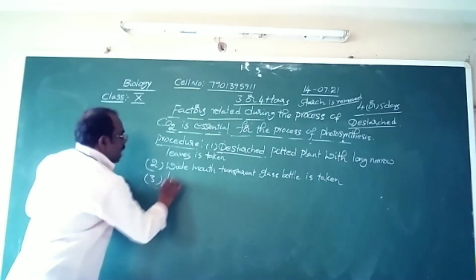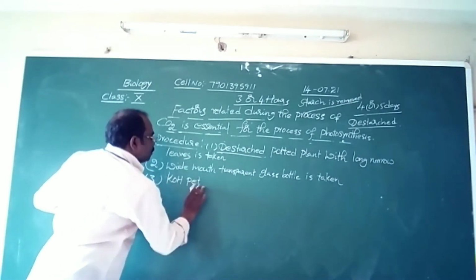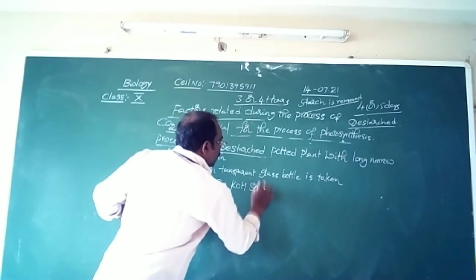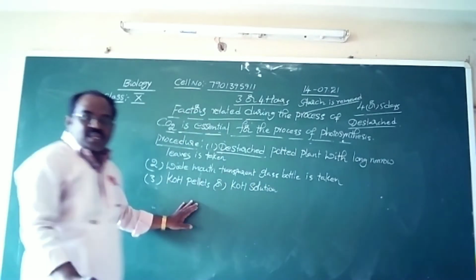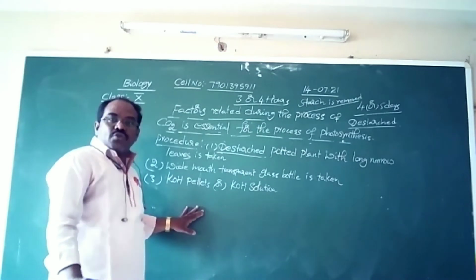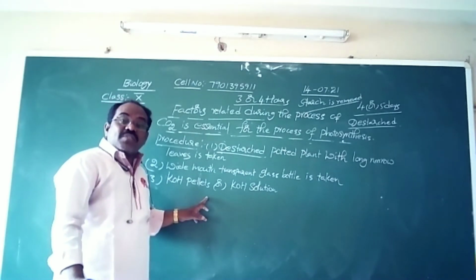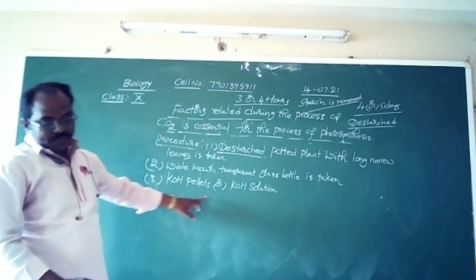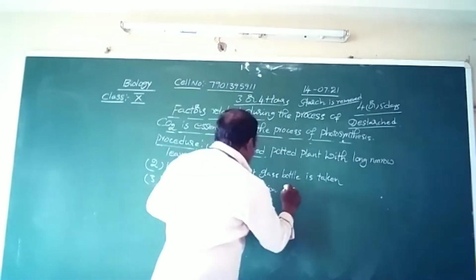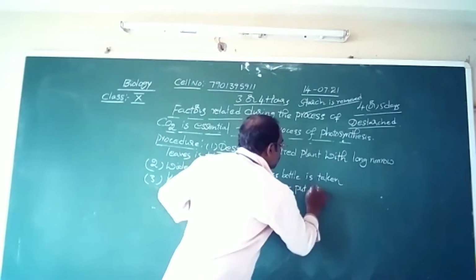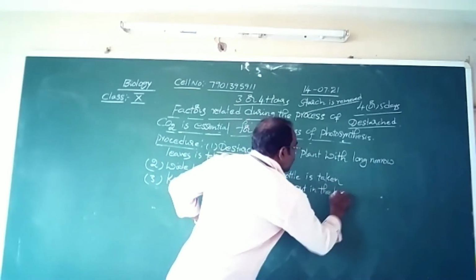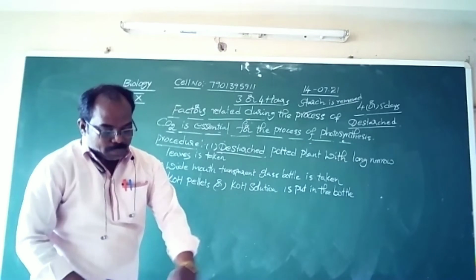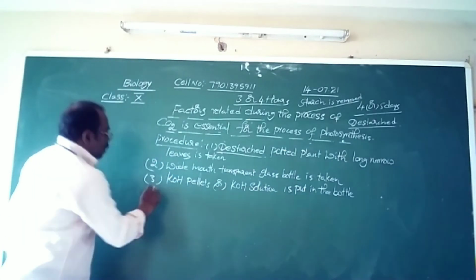Next, KOH pellets or KOH solution, potassium hydroxide solution. This solution helps absorb the carbon dioxide present inside the bottle. KOH pellets or KOH solution is put in the bottle. Why? Because KOH solution absorbs the carbon dioxide present inside the bottle.